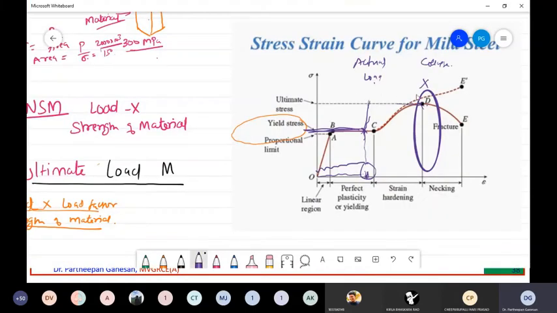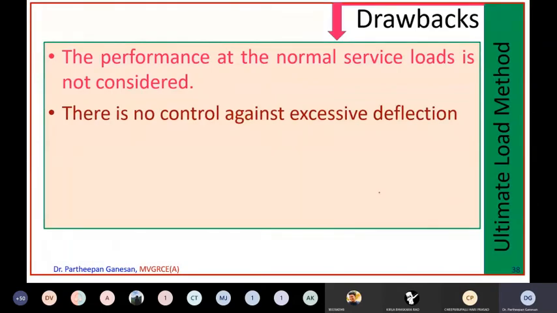For example, suppose if you design the structure up to here, obviously this much of deflection will be there. So deflection will be very excessive in the structure because you are using the full strength of the material. Obviously you will have a very thin section coming into the picture. Like a working stress method gives you very huge section. Ultimate load method will give you very thin section because you are using the full strength of the material.